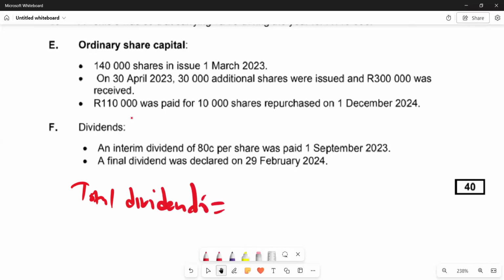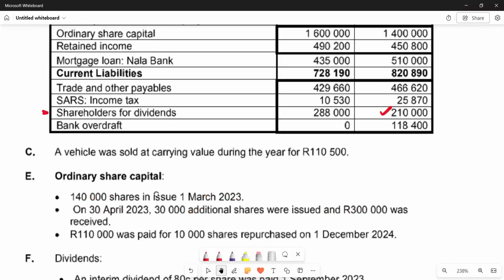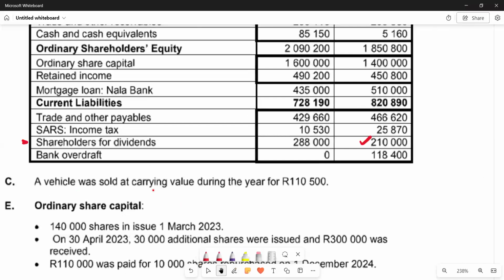We're going to say the opening balance of dividends plus the interim dividends. Remember, the opening balance will be the balance that is coming from the previous year as an accrual. Obviously, this one is going to be paid at the beginning of the year, then plus the interim dividends, which are also paid during the year. So our opening balance is the one that we are given here as shareholders for dividends, which is 210,000.